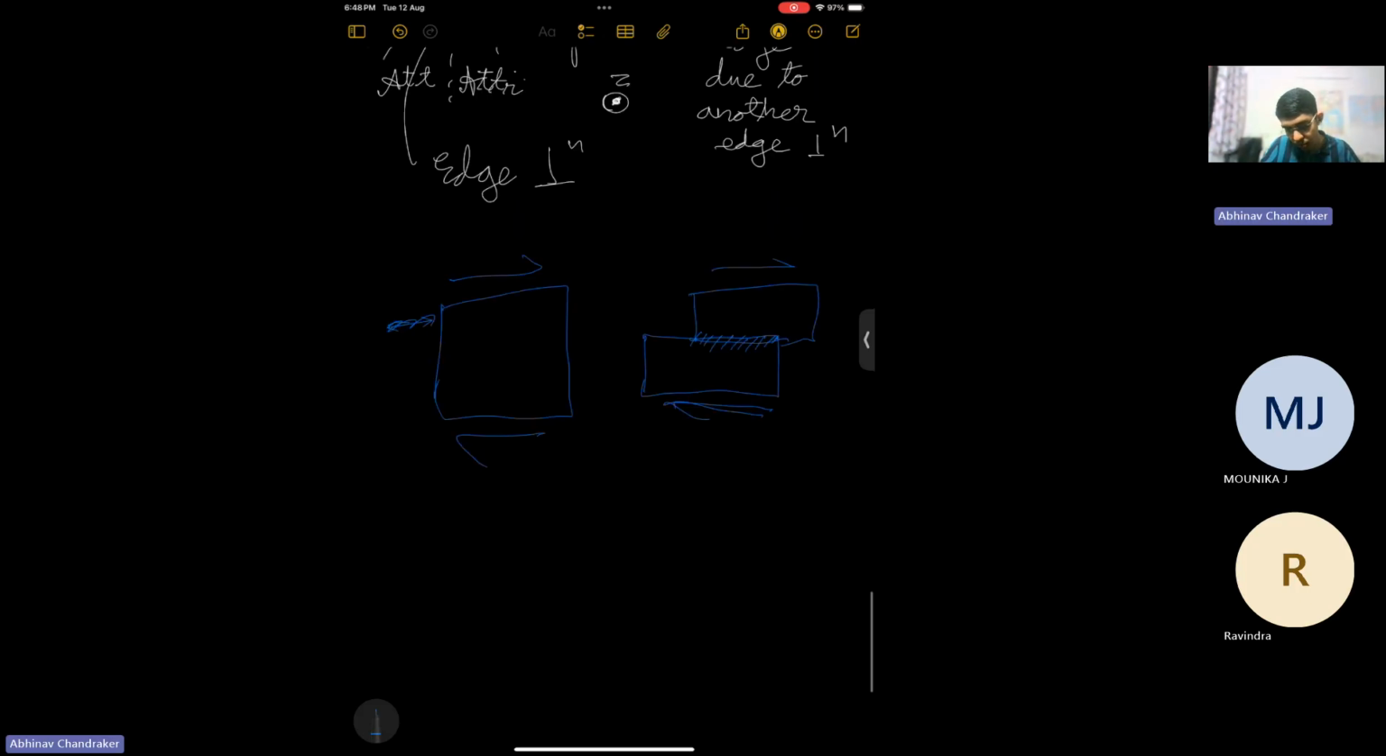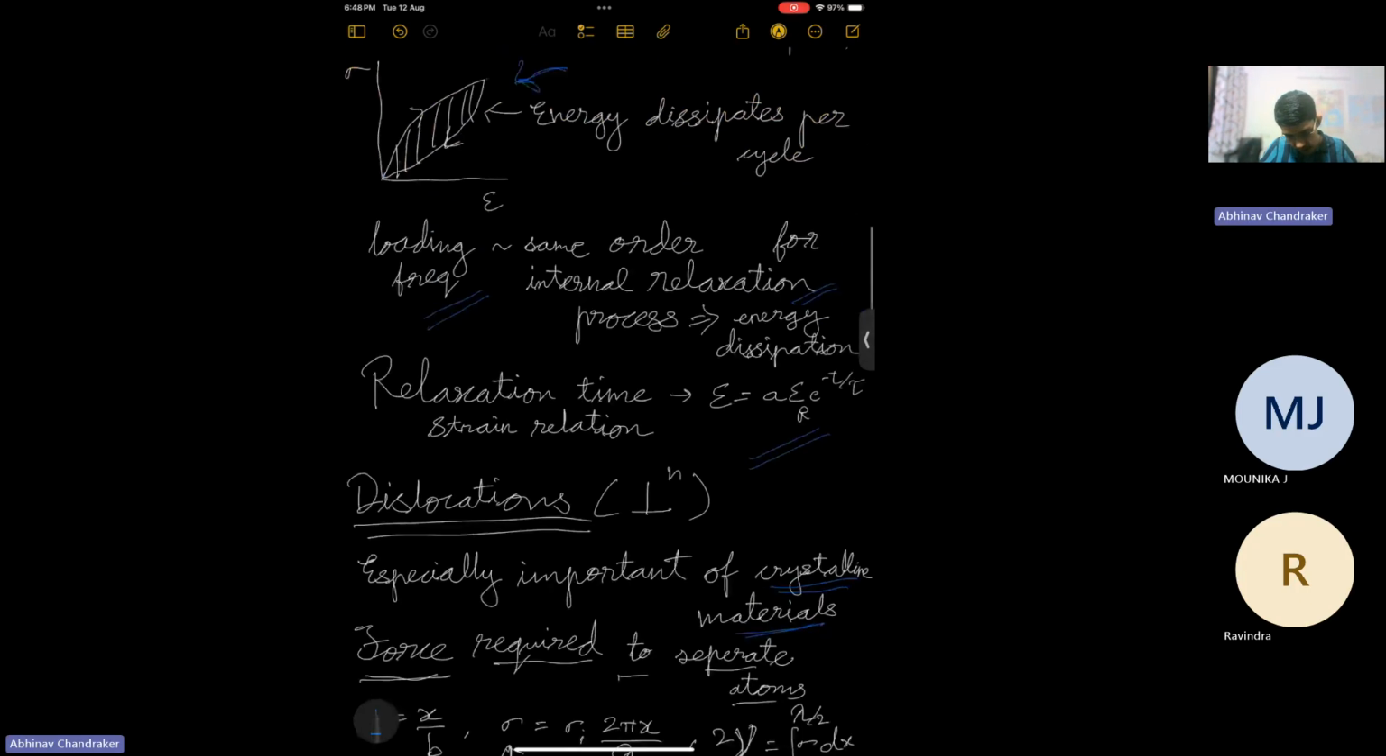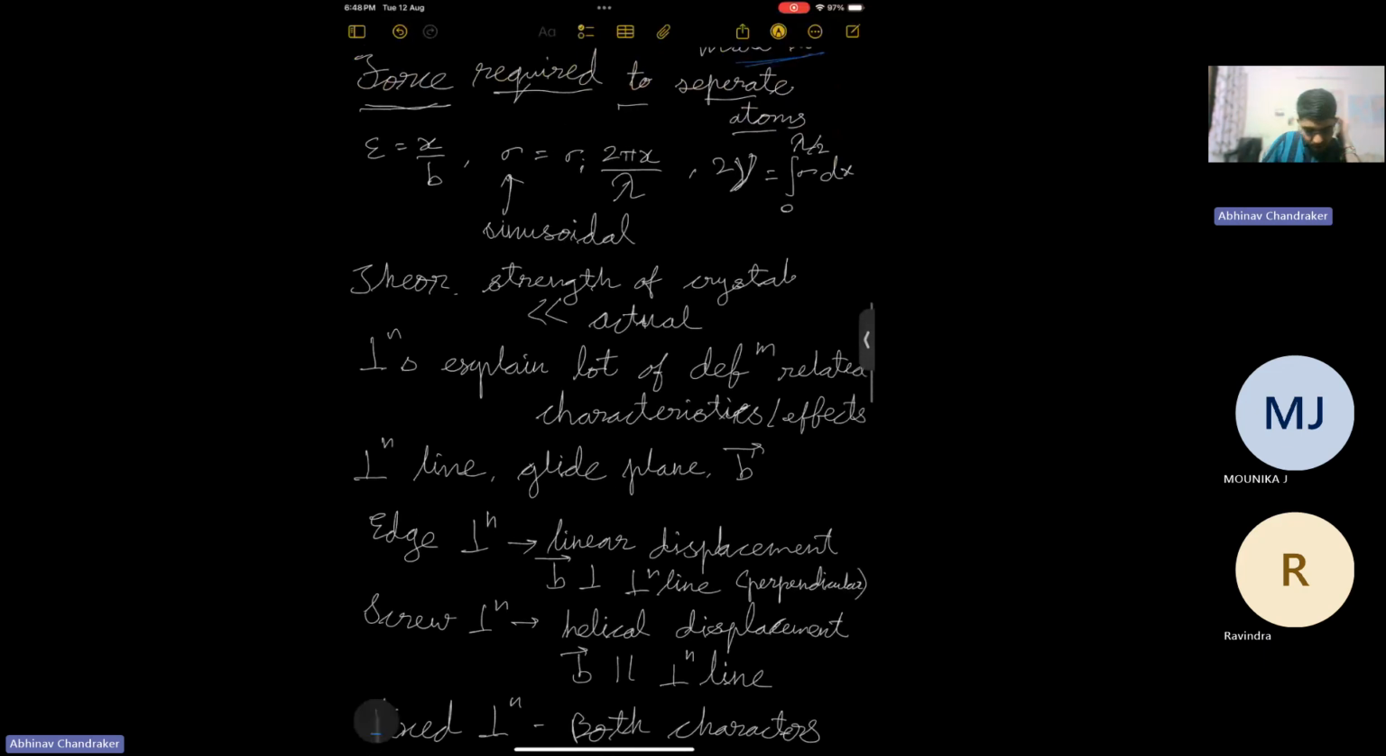So you have a crystal, you apply shear stress, and it deforms to something like this. If all the bonds break together in this region, then that will require some amount of stress to break the bonds across a whole plane. And if we calculate it, sir has already done that.